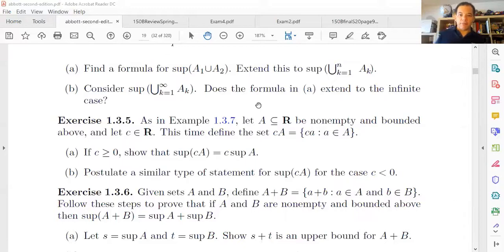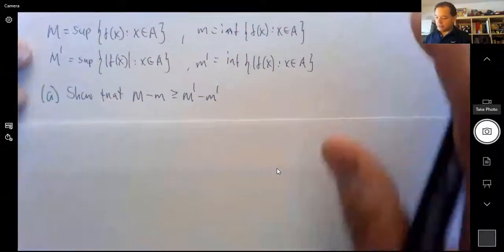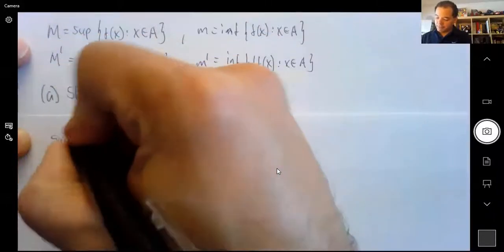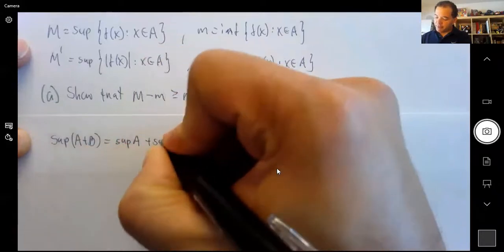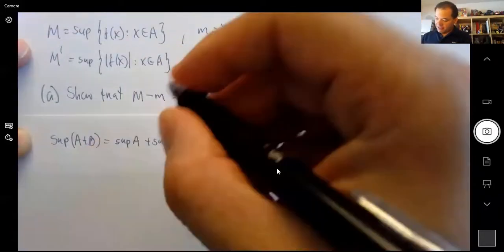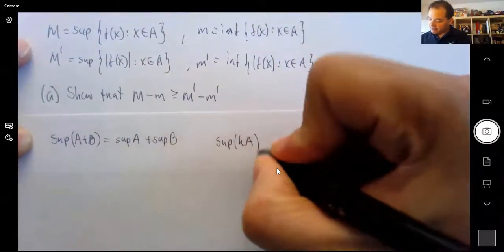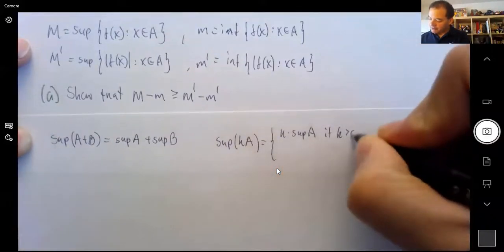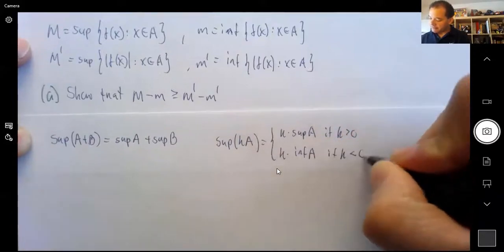I'm going to write them now on the page. These are a few interesting things we learned, that we should know already, but it's been so long that maybe we don't remember. So the supremum of A plus B is the supremum of A plus the supremum of B, and also the supremum of K times A equals K times the supremum of A if K is positive, or K times the infimum of A if K is negative.